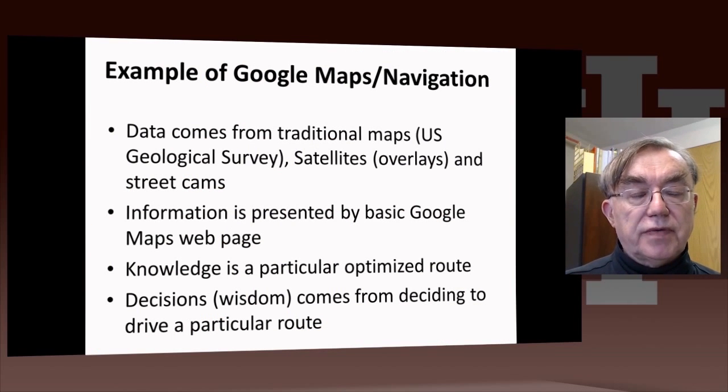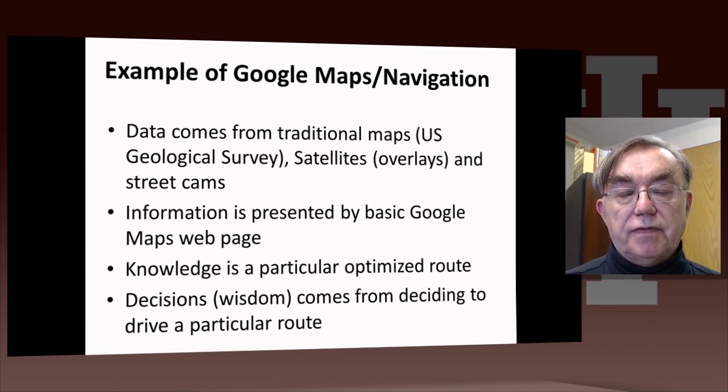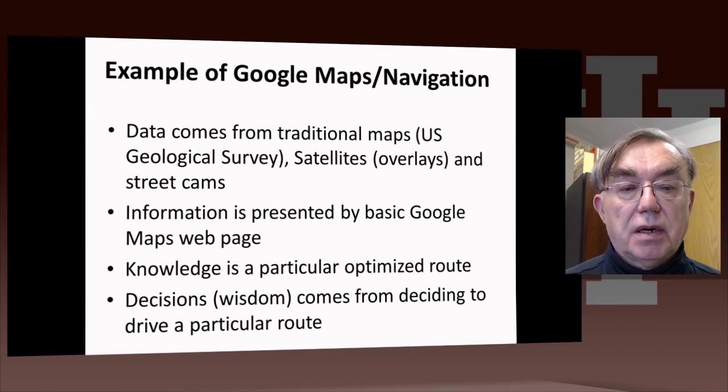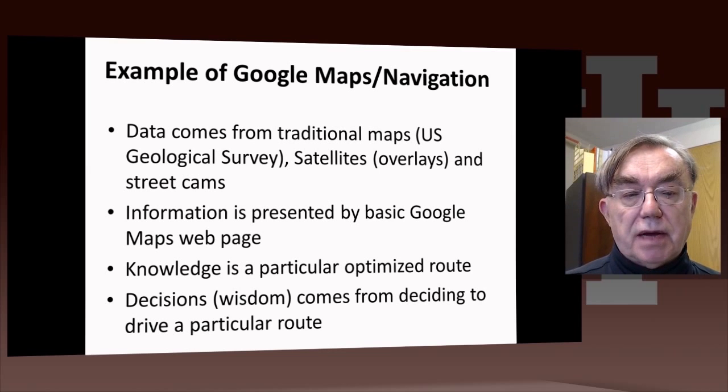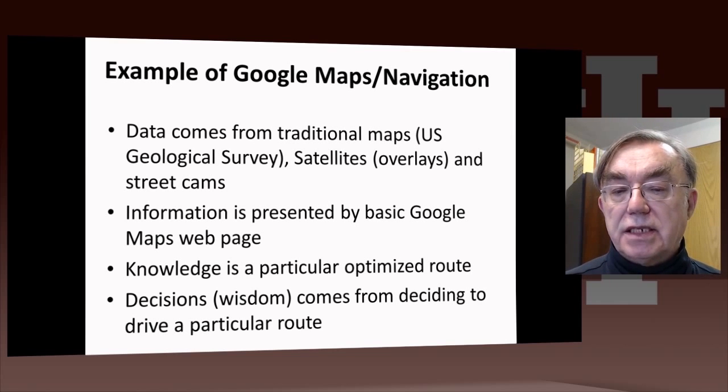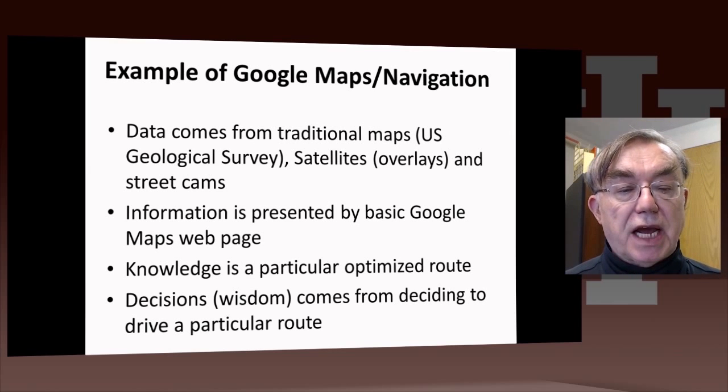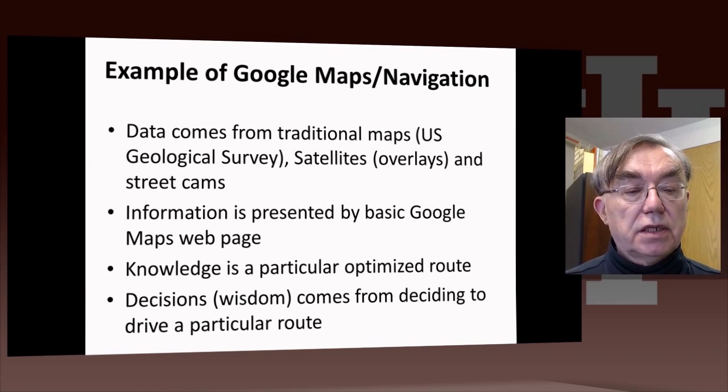So here's an example of this pipeline for a simple case. We are familiar with Google Maps or Microsoft Maps and navigation. The maps come sort of originally built out from data. Those data come from satellites, which will be the nice overlays that you can put onto maps, the street cams that tell you what's going on, and the USGS. That is effectively information. And that map data is presented, you could say, as information by the Google Maps webpage.